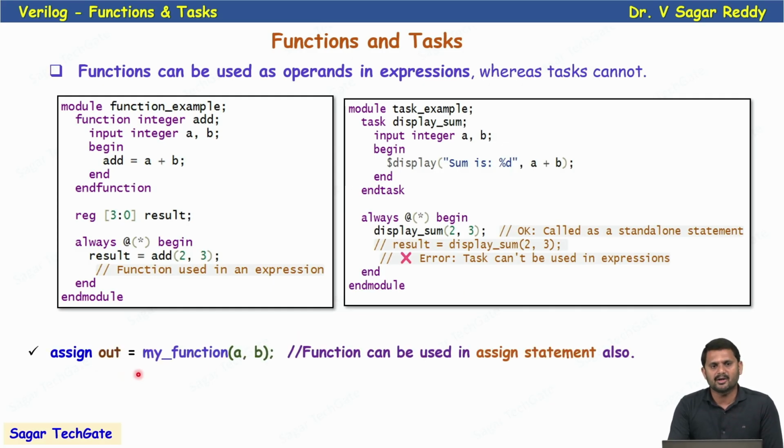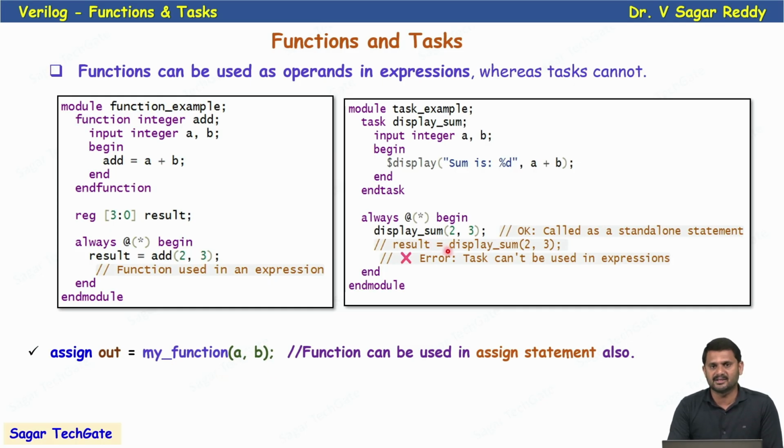So assign out equal to my function a comma b. What is this? This is a continuous assignment statement. So the function can be used in an assignment statement also. Clear? This is the one operand. This is the expression. We can use a function in an expression, but not a task. So we can use a function in any expression as an operand, but we cannot use a task.